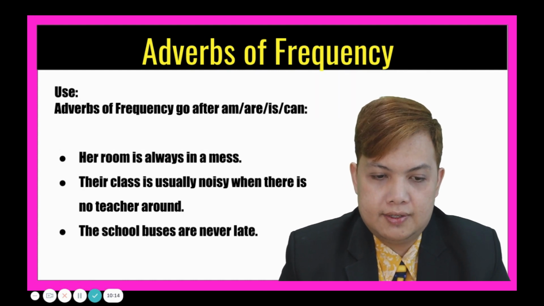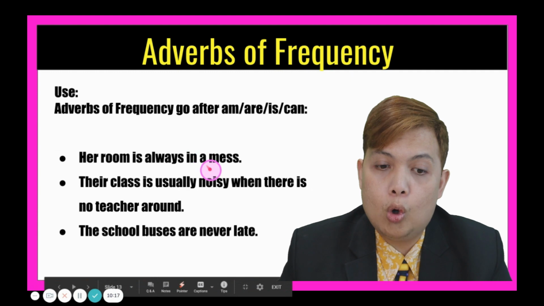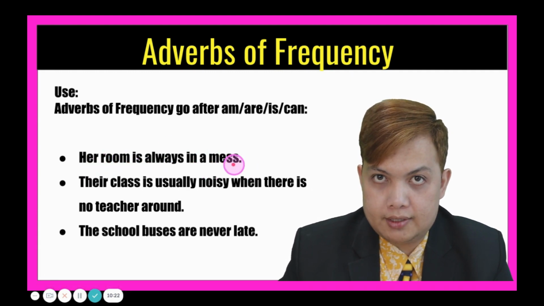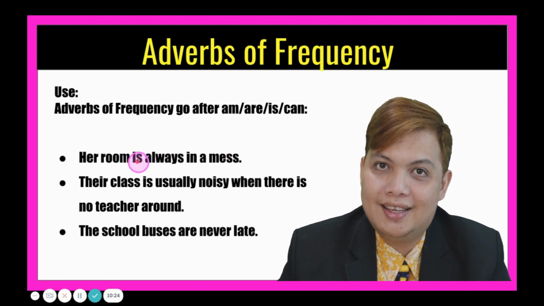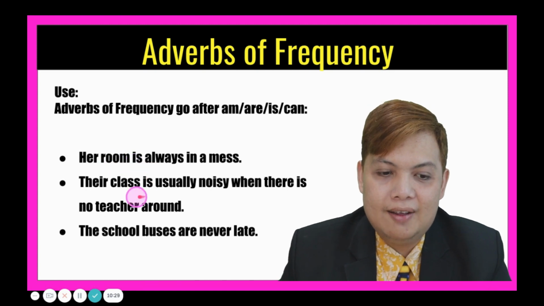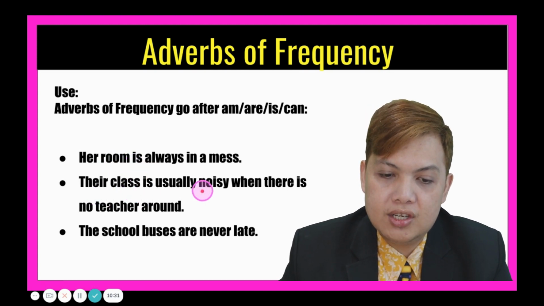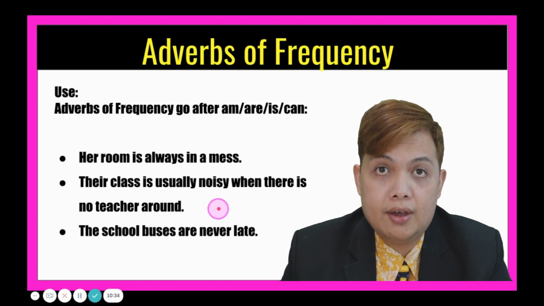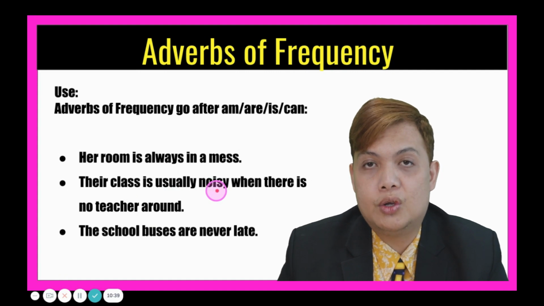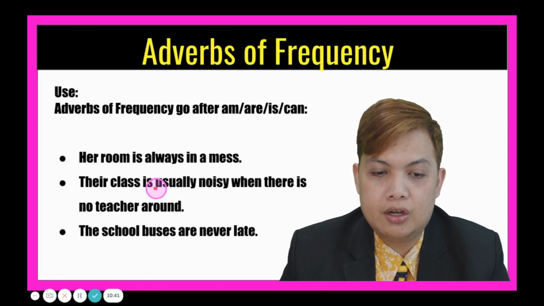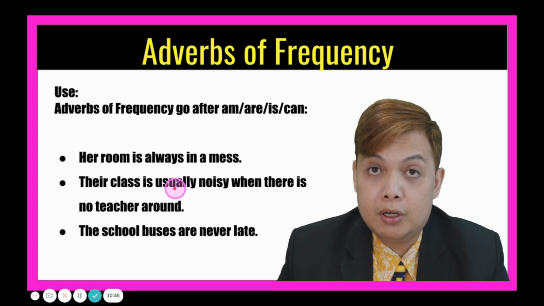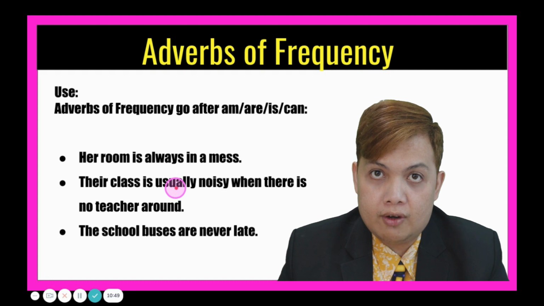following sentences. Her room is always in a mess. Now here, there is an is. So we put always after is. Next, their class is usually noisy when there is no teacher around. Your turn. So here, is right over here. So we place the particular adverb of frequency right over here after is.